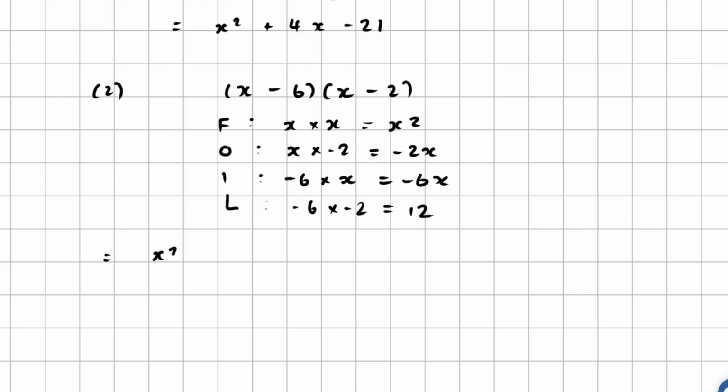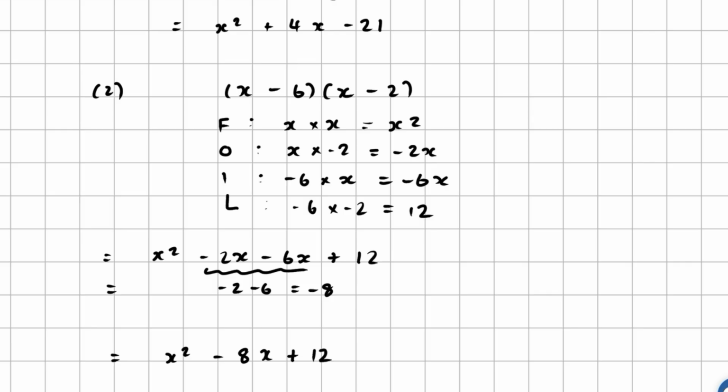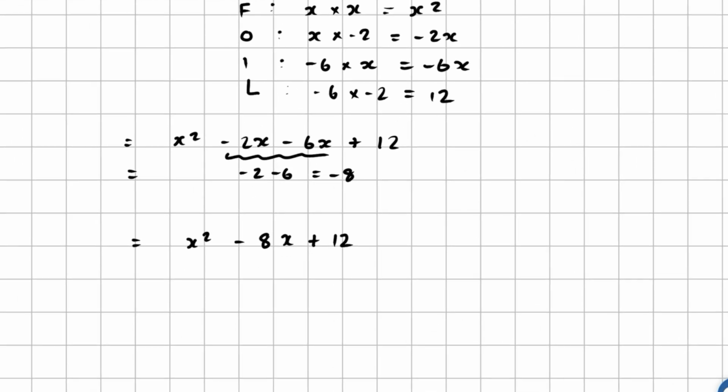Now when we write this, it would be x squared minus 2x minus 6x plus 12. Now when we do minus 2 minus 6, we get an even more negative. So we get x squared minus 8x plus 12, and that would be your answer.